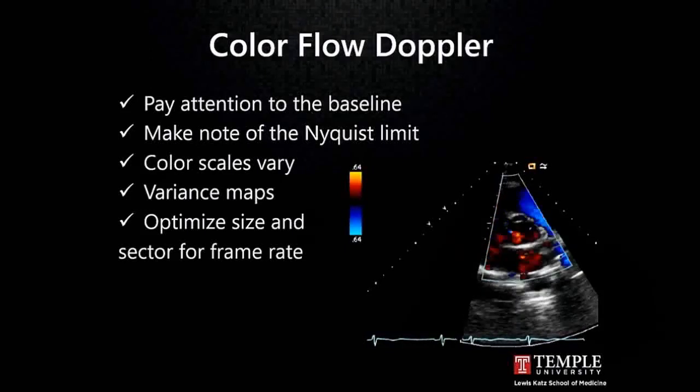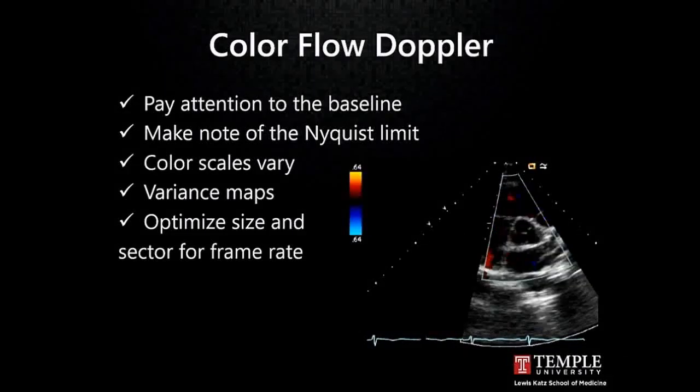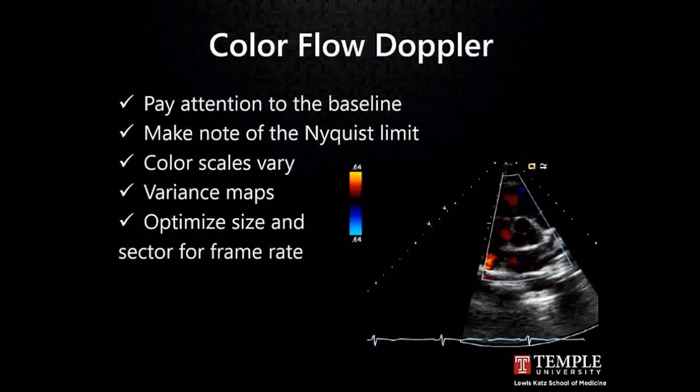And when you do color Doppler, you want to optimize the size of that sector. You can see in this example, the sector was optimized for the aortic valve, and then the 2D was blacked out as well to improve the frame rate. So these are all components of normal exams.